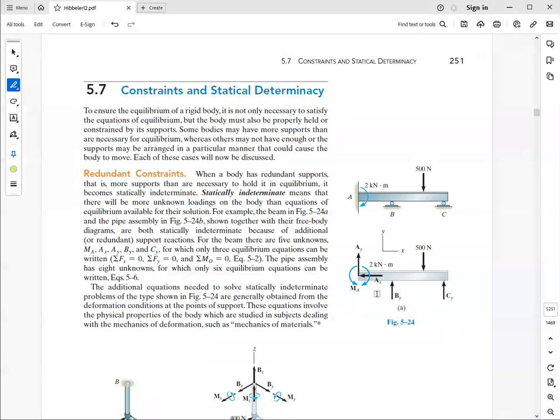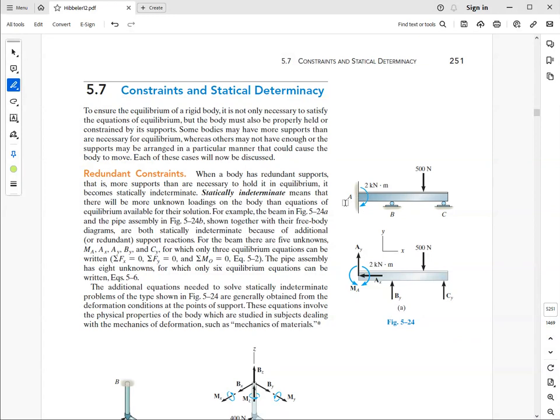There is the possibility of having too many constraints over the number of equations it can write. So these are the redundant constraints in statically indeterminate systems, meaning that we have more unknown reaction forces and moments than we can write equations. So here's an example, although this is two-dimensional.